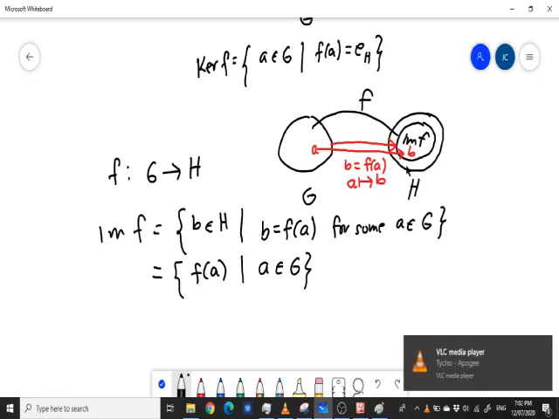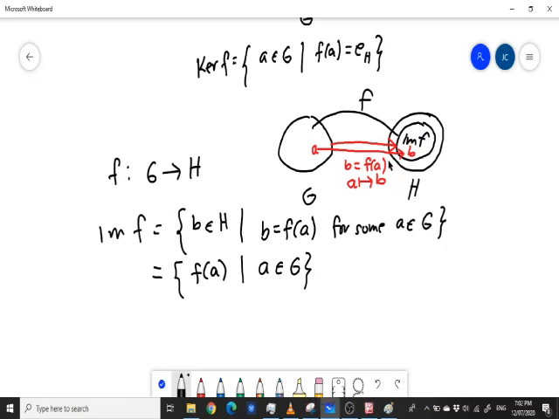Hindi necessarily na lahat ng elements ng H ay nasa image because hindi naman necessarily na lahat ng homomorphisms ay onto. Pero kung onto siya, tawag doon epimorphism. So, mangyayari lang yun na the image of F is the whole group H if and only if F is surjective, meaning onto. Yun. So, ano pa?